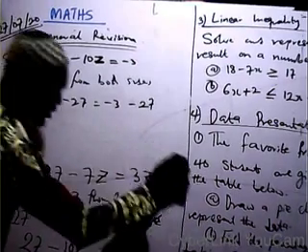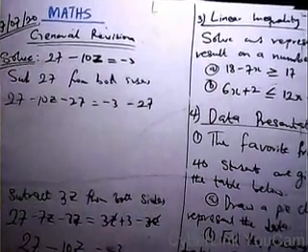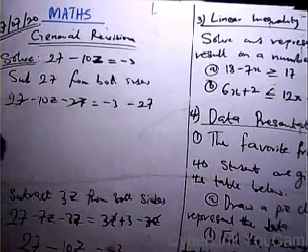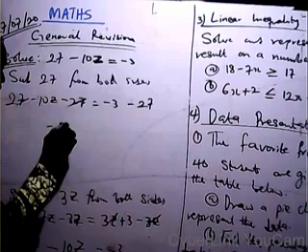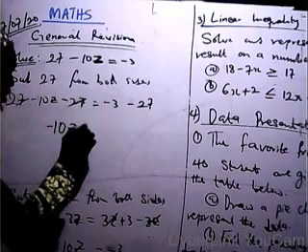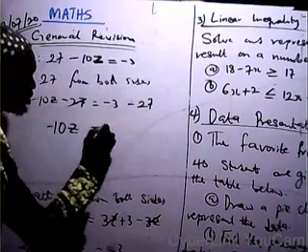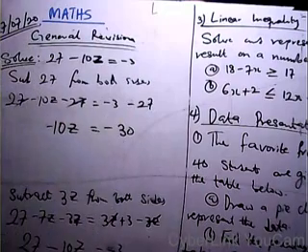If yes, we have what? We have this one and this one as one, minus 10Z. Everything equals minus 30. Do you agree? Okay.